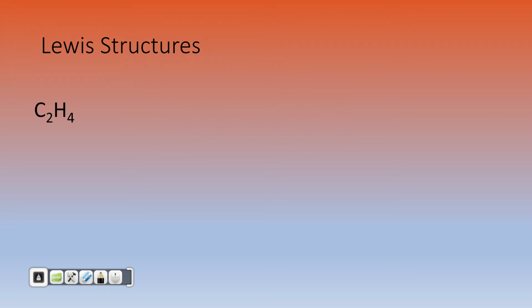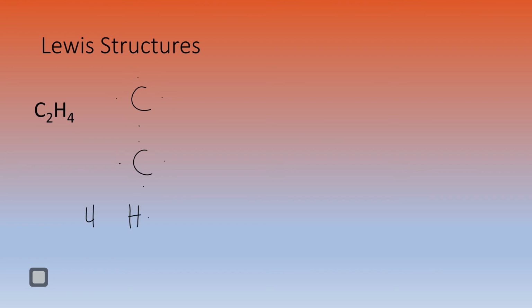C2H4, sure, let's do that one. I'm going to start skipping some. I have a lot in here, but we can kind of start skipping some of them here. So C is 1, 2, 3, 4. C 1, 2, 3, 4. H, I'm just going to write 4 H's.